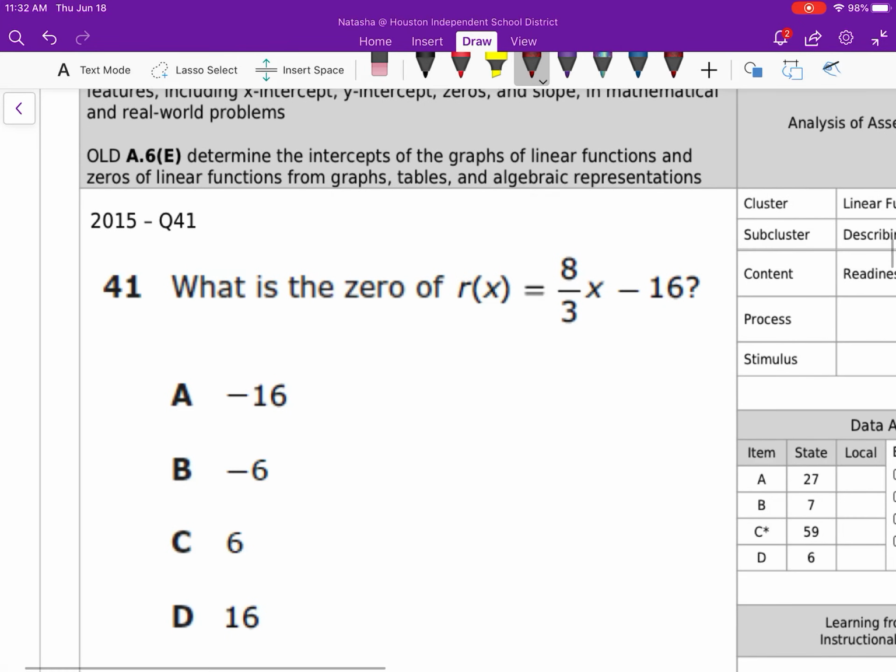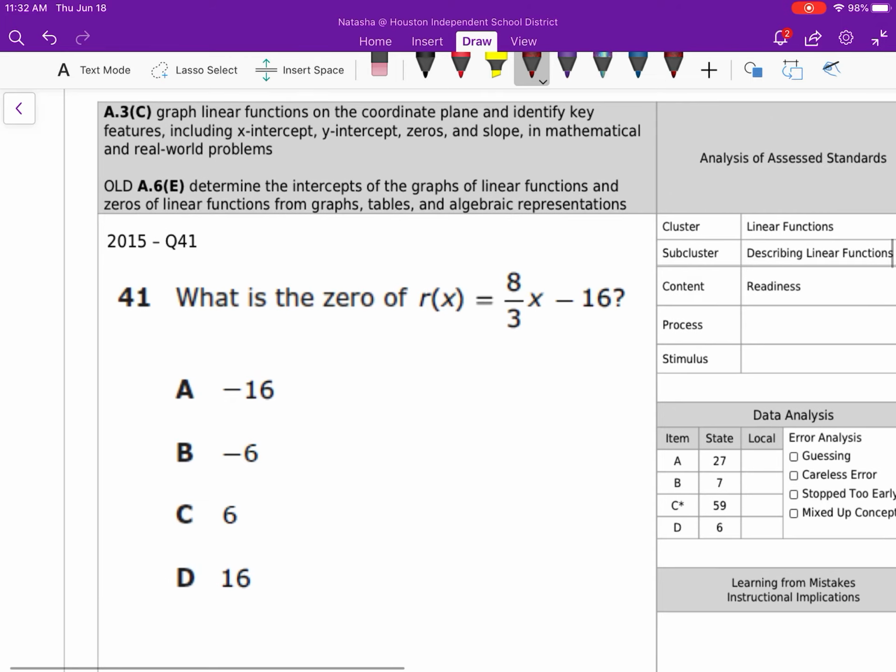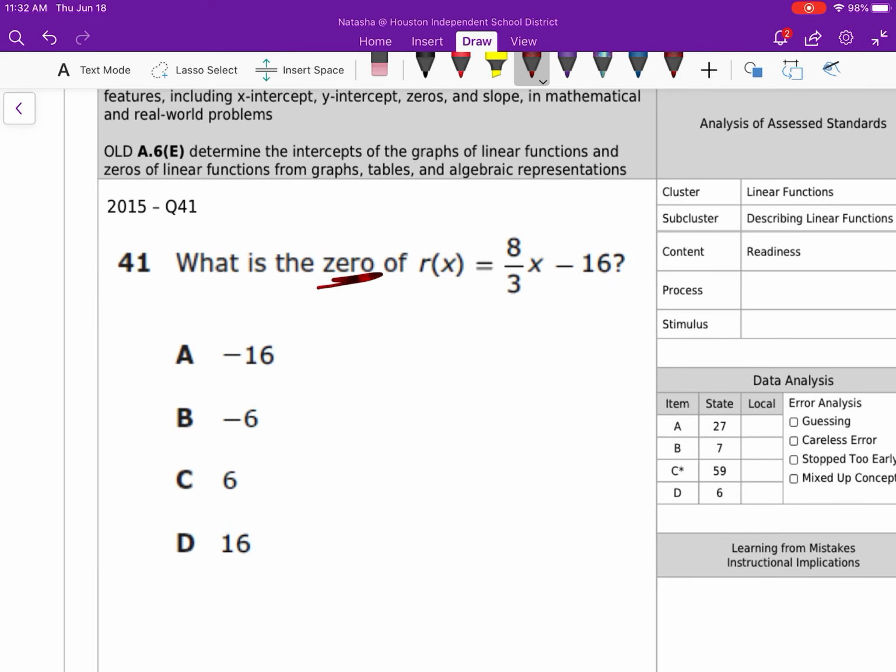Let's see if we can do this one quickly. Oh, this one's easy. What is the 0? So in order to find the 0, we need to put 0 in for y. So I'm going to say 0 is equal to 8 thirds x minus 16. 0, remind you, is the x-intercept. Add 16. So 16 is equal to 8 thirds x.